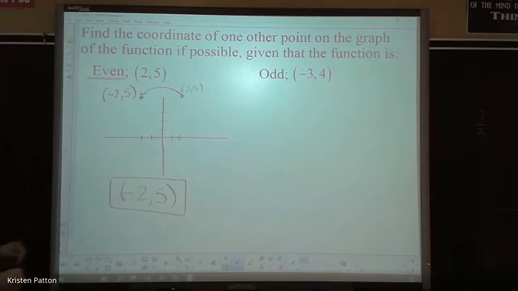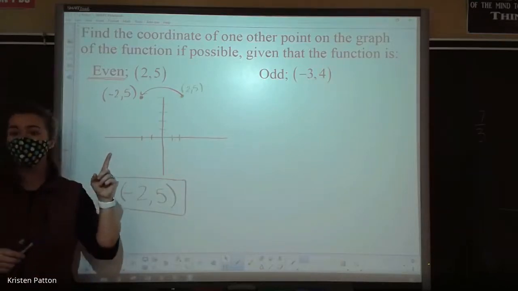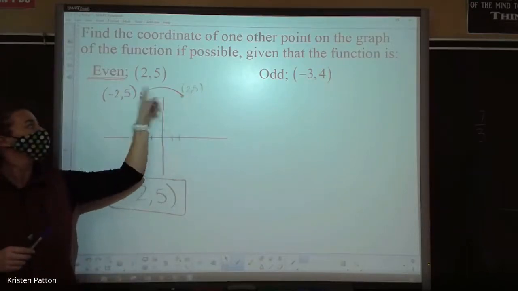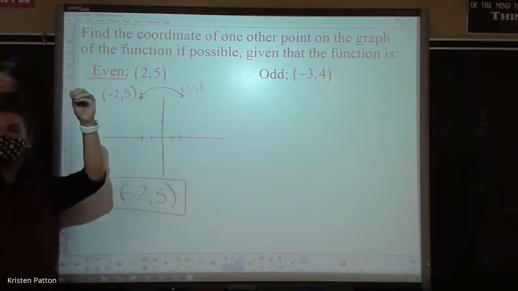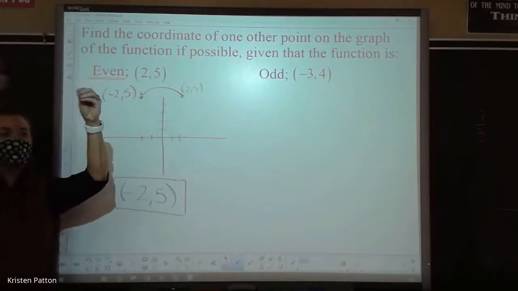What did not change about the point? The y-coordinate, right? Because I didn't change the height of the point. I just changed the side-to-side coordinate, the x-coordinate.